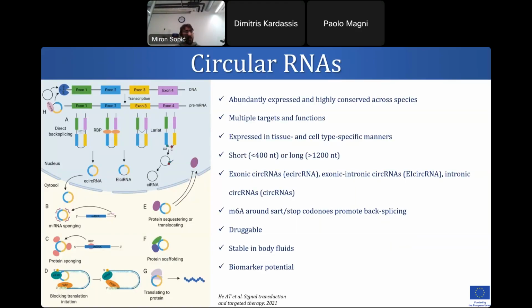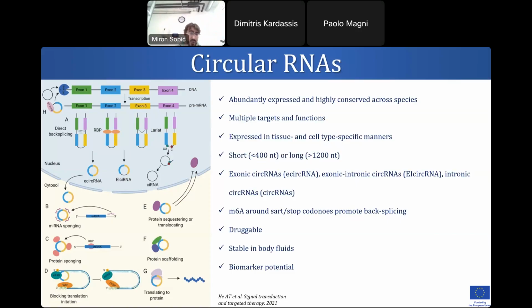And the third type of non-coding RNAs that have been studied relatively extensively in the past couple of years are circular RNAs. Again, the name is pretty explanatory, so they are full circles. We know that they are abundantly expressed and highly conserved across species.